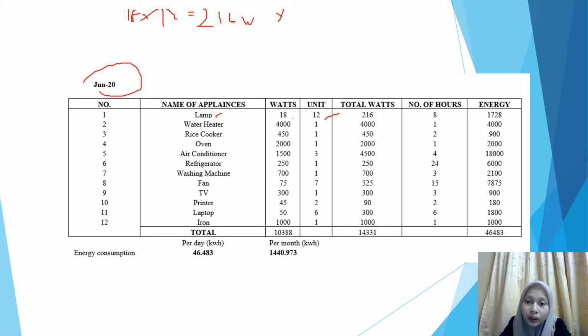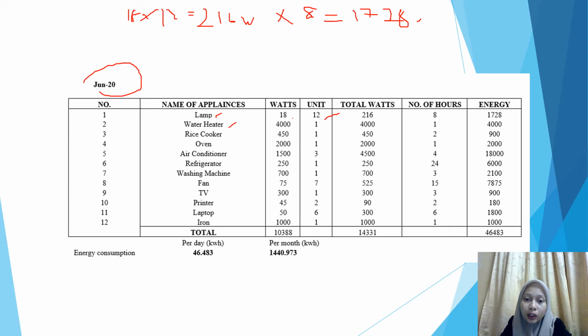Then you take the 216 watt and multiply by 8 hours per day that you use. So you get 1728. That is the energy that you use for 1 day.